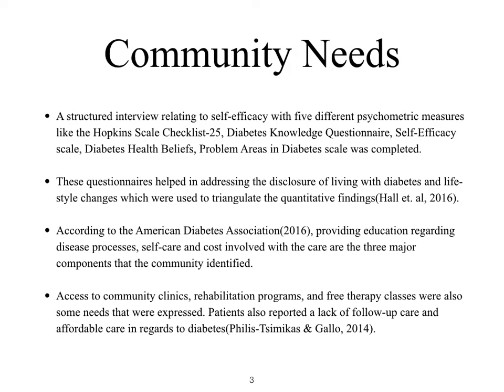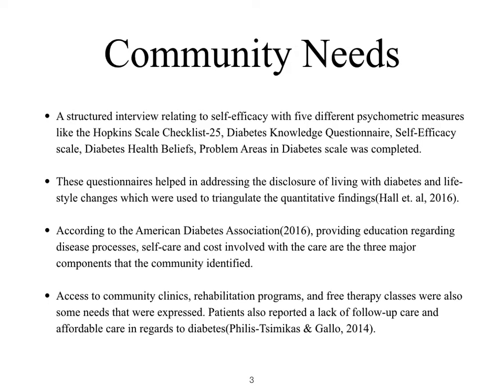Slide 3 will talk about community needs. In order for any research project to be effective, we need to assess the needs of the community first. We need to know what the community needs, what the community feels its deficits are, what we can fulfill with this research study. So 5 different psychometric measures were used: the Hopkins Symptom Checklist 25, the Diabetes Knowledge Questionnaire, Self-Efficacy Scale, the Diabetes Health Beliefs, and the Problem Areas in Diabetes Scale were completed.